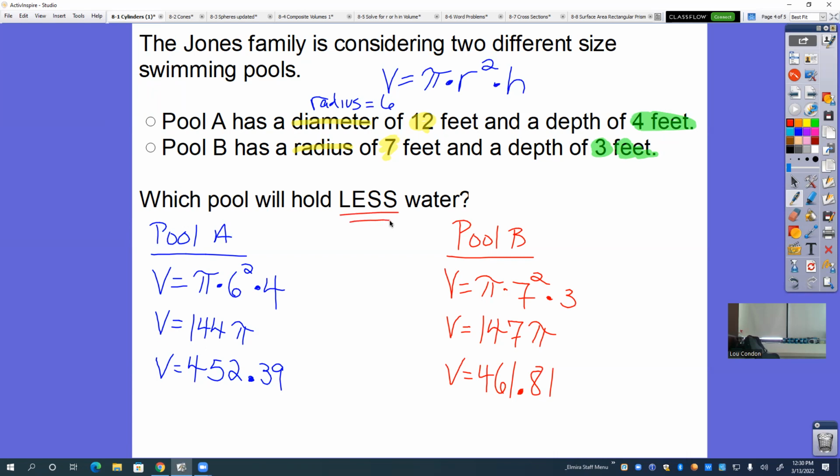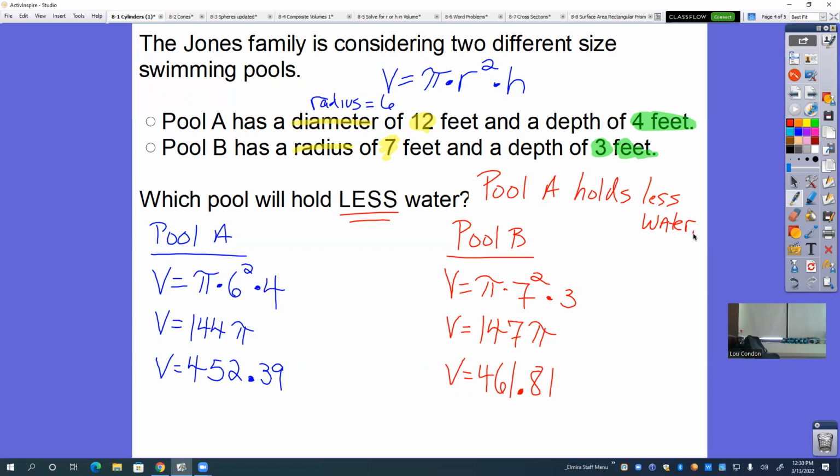So as you can see, which pool will hold less water? Be careful and make sure you read these questions carefully, because a lot of people would think pool B is the answer, holds more water, but the question said which one holds less water. So the answer is pool A holds less water.